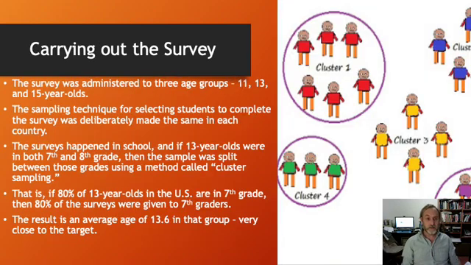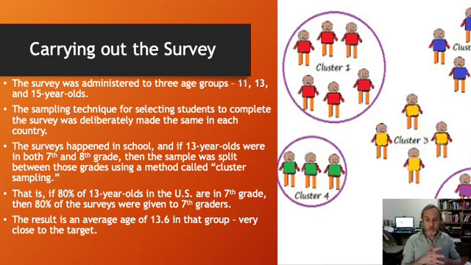So the survey was administered to three age groups: 11-year-olds, 13-year-olds, and 15-year-olds, right? Fairly specific. And they used the exact same sampling technique in each country. It was a very specific sampling technique we'll see called cluster sampling, right? So the surveys happened in schools, and they would do it by classroom.